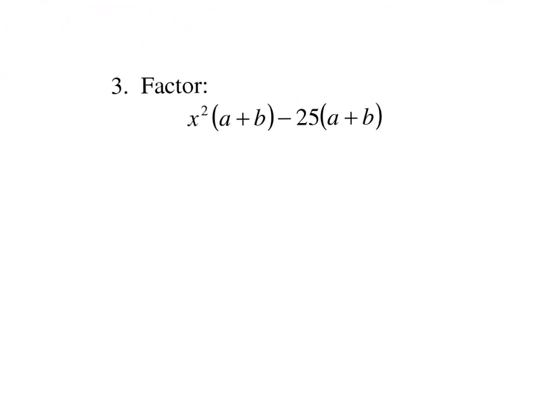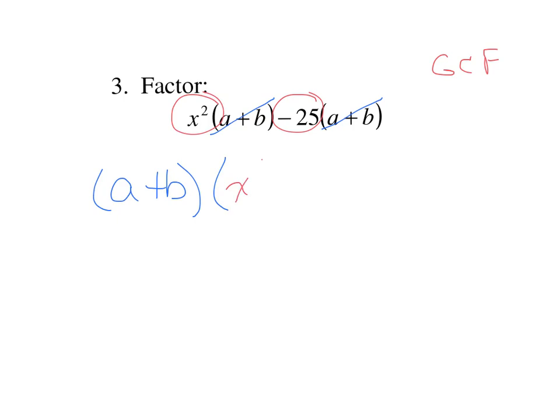On number 3, this looks a little weird. And we are still going to look for a GCF first. However, you have to remember that this is two terms here. This is x squared times a plus b. This is negative 25 times a plus b. The GCF is a plus b. It's okay for the GCF to be a binomial. If you see it being multiplied in both terms like this, we will bring that a plus b to the front and take it out of each term. And that leaves us with x squared minus 25 in this second binomial.